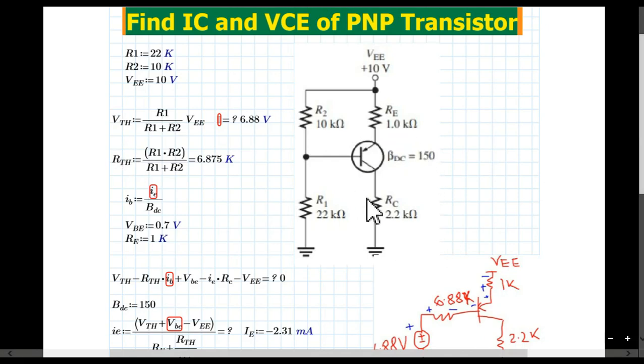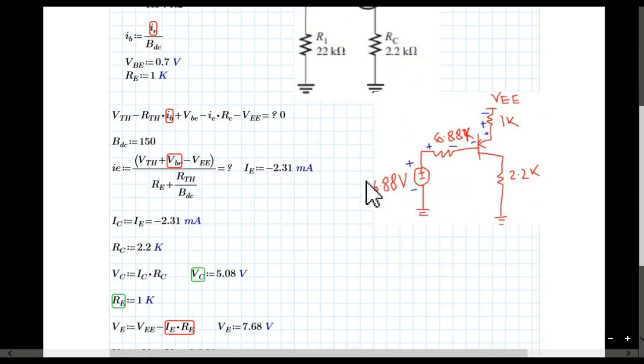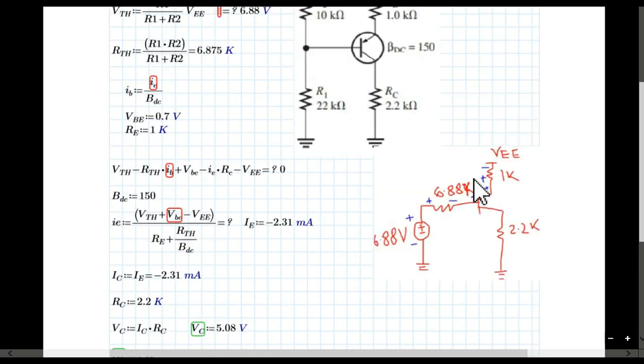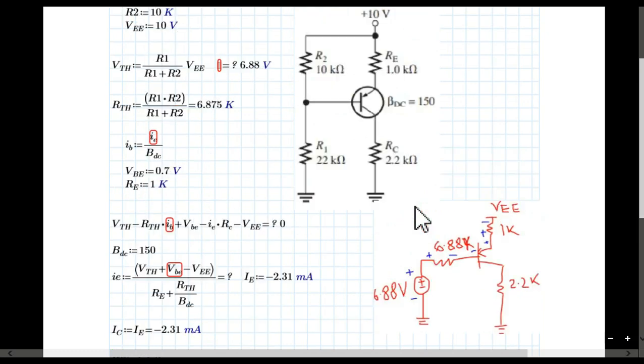Now you have the value of VTH and the value of RTH. You can draw the equivalent circuit of this original circuit. How will you draw it? Let me explain. This is the equivalent circuit of your original circuit. This is the VTH, which is 6.88 volt, and this is the RTH, which is 6.88 kilo ohm. Now this is 1K and 2K as usual.